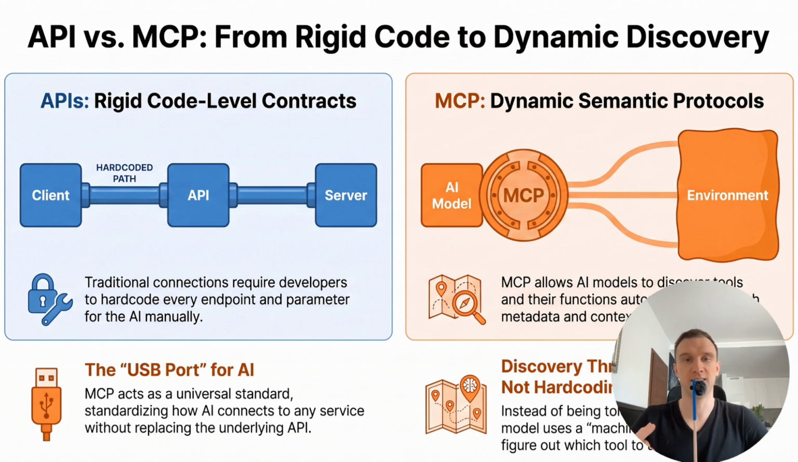An API is a code-level contract between two applications, whereas MCP is a semantic protocol between a model and its environment.